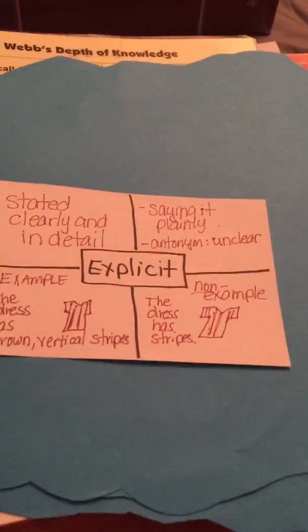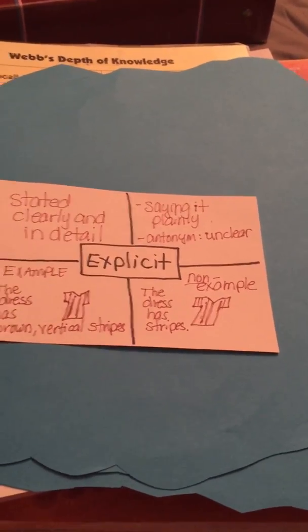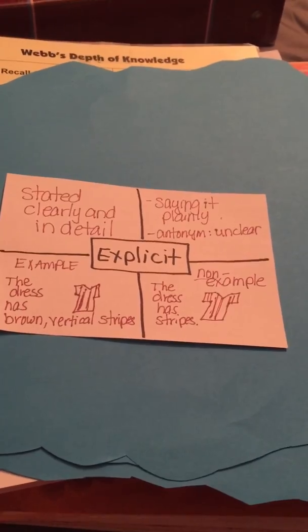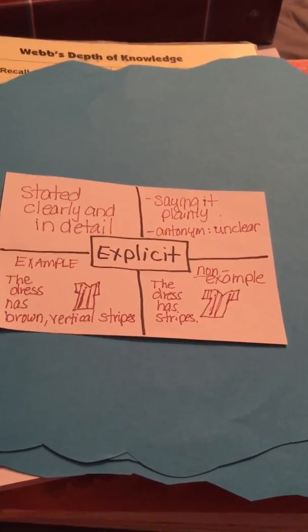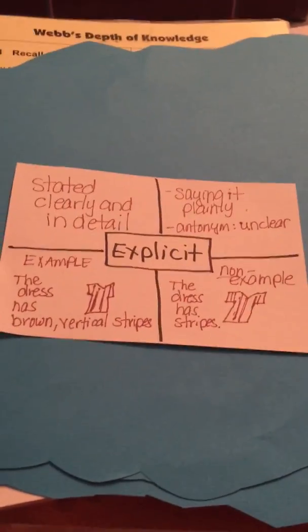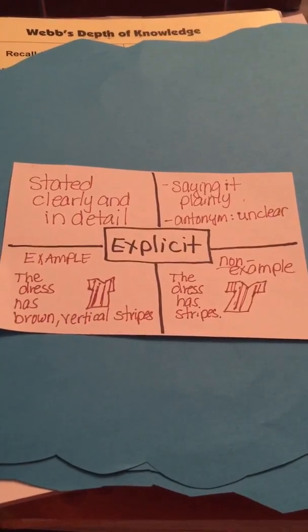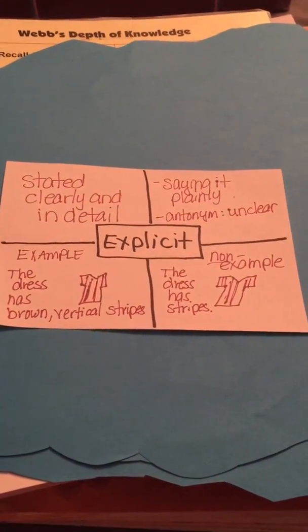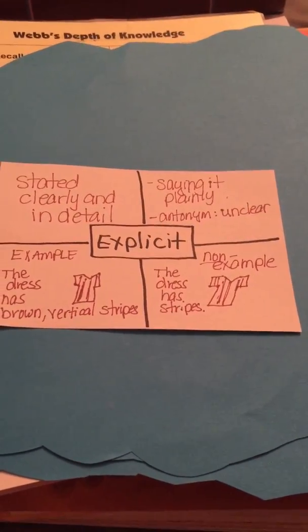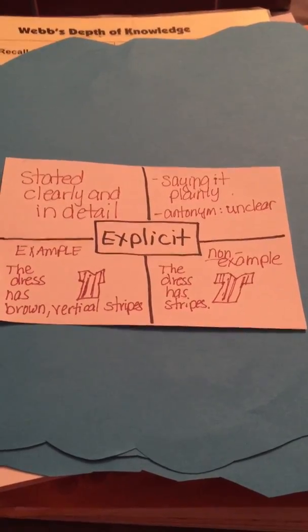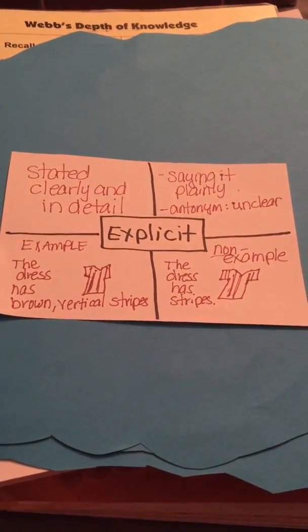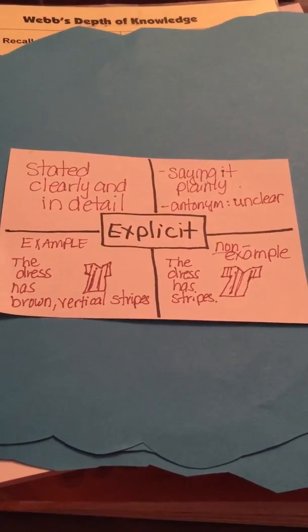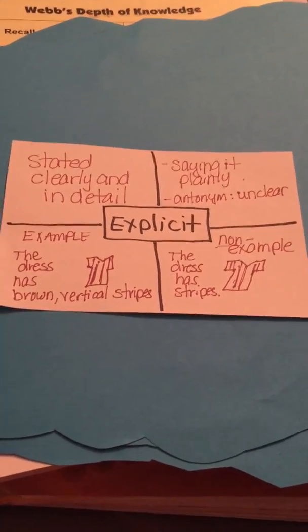Another word in our text is the word explicit in our standard. Our standard says, I can quote accurately from a text when explaining what the text explicitly says. So what does explicit mean? It means something that is stated clearly and in detail, saying it plainly. An antonym, an opposite of it, would be unclear. So we want it to be clear and standing out that we understand what it means.